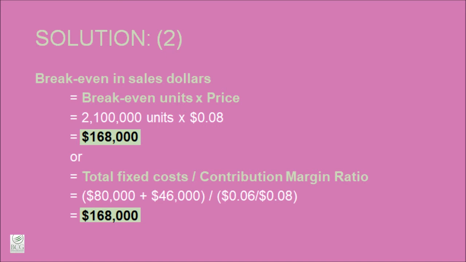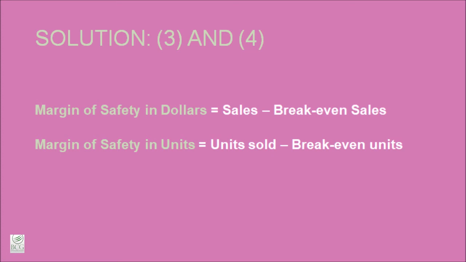With that, we can already calculate the margin of safety in dollars and in units as required for number 3 and number 4. Now recall first the formula for margin of safety in dollars and in units. Presented here is the formula to refresh you. For dollars, it is equal to sales minus break-even in sales, and in units, units sold minus break-even in units.